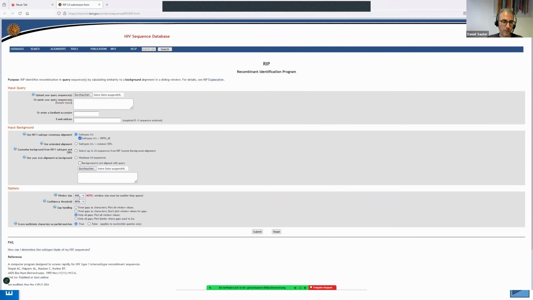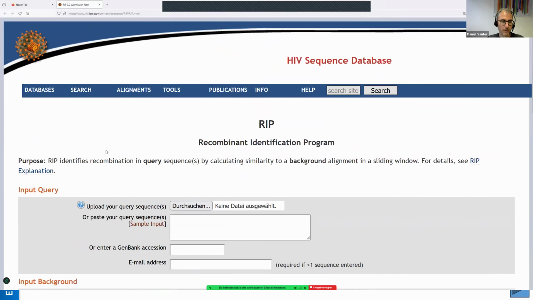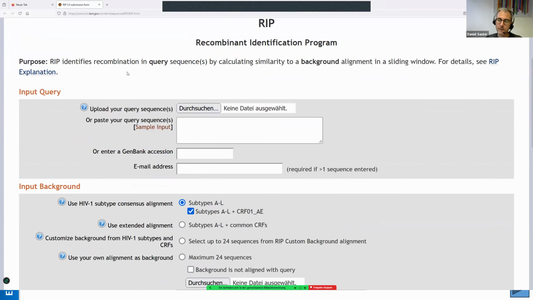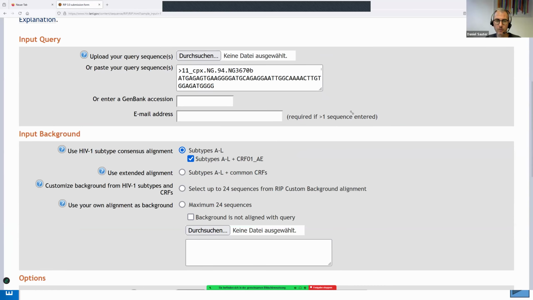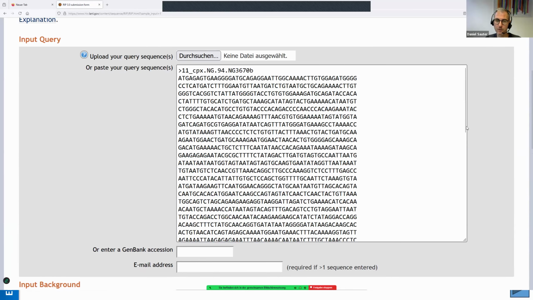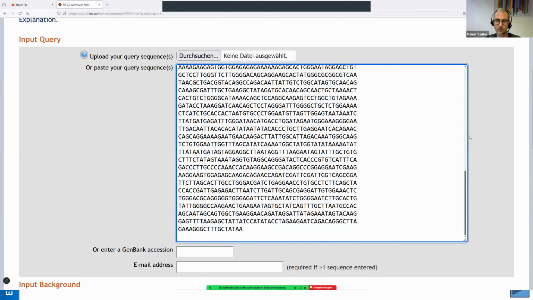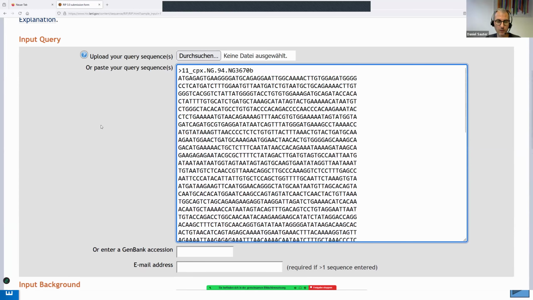So this is the web page. I'll try to make this a bit larger. So let's say you have isolated a virus sequence from a patient and you would like to test whether it's a known subtype of HIV or whether it might be a new chimera. What you can do is paste your sequence here in this box. In this case, we would just use a random sample input, a sample sequence, the entire genome of an HIV isolate.